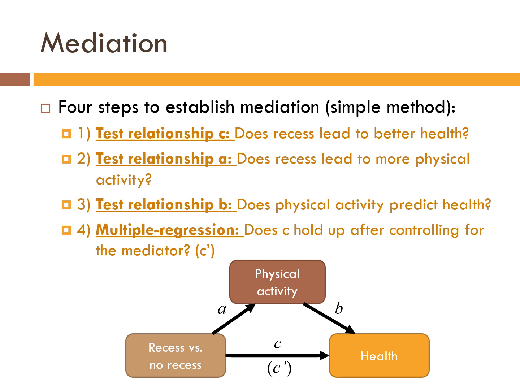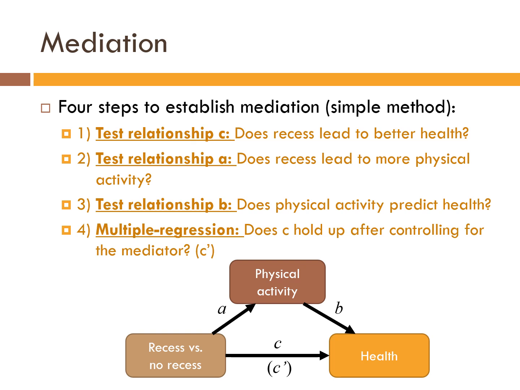Here we run all 3 variables at the same time, and we see a new test relationship called C prime. It has that little apostrophe after it. So it's saying modified C, basically. And does this new C prime hold up? Is it still there even after I'm controlling for the mediator? So I knew there was a relationship between recess and health, but I also know there's a relationship between recess and physical activity and a relationship between physical activity and health.